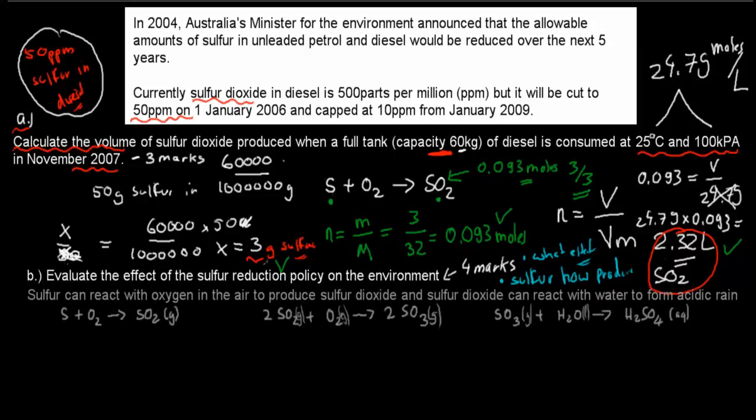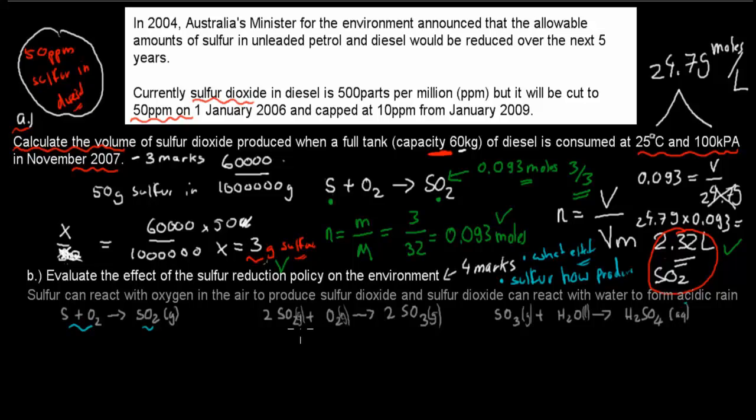So my first point was sulfur can react with oxygen in the air to produce sulfur dioxide, and sulfur dioxide can react with water to form acidic rain. And this just quickly went over the first point of how it was produced. So this was the first sulfur dioxide being produced. That was our first equation.